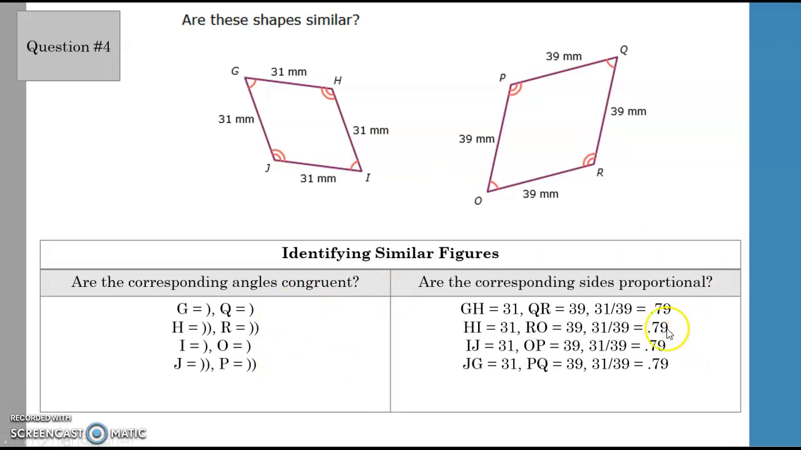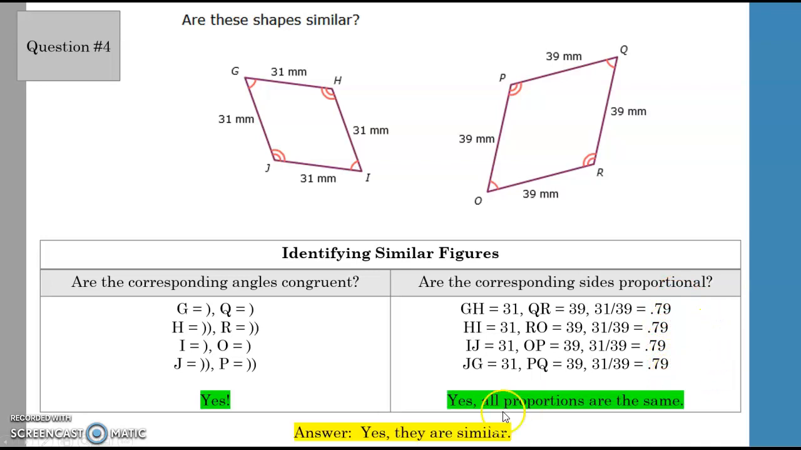How about the sides? For all 4 of these sides, they're all 31, and all 4 of these sides are all 39. Now I have them written out and I'm showing you the ratio for all 4 sides, but you really only need to do it once. The other times you can see it's the exact same calculation, repeated over and over again. 31 divided by 39 equals 0.79, and you're going to get that same answer for every pair of matching sides in these 2 figures. Because we get the same answer for all of them, we can say that the sides are proportional, and we can say, yes, they are similar.